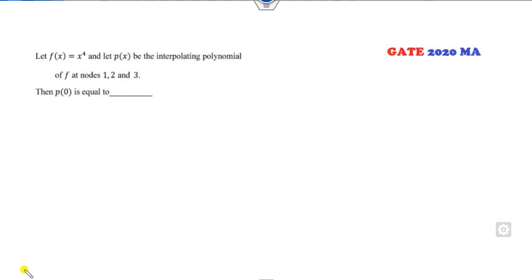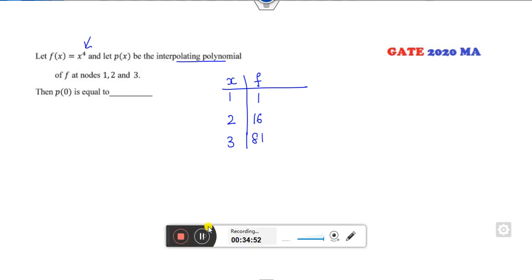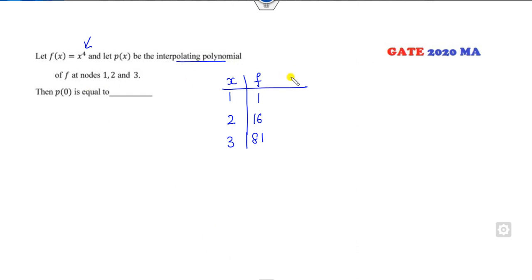Okay, now look at this another one. It's again a polynomial and your target is to find p of 0. I can take the node values as 1, 2, 3. f of x is x to the 4. So what is that? It's 1, 16, 81. Now you can find this as f. So our target is to firstly find the polynomial. Then only I can take 0. Now this is very simple.